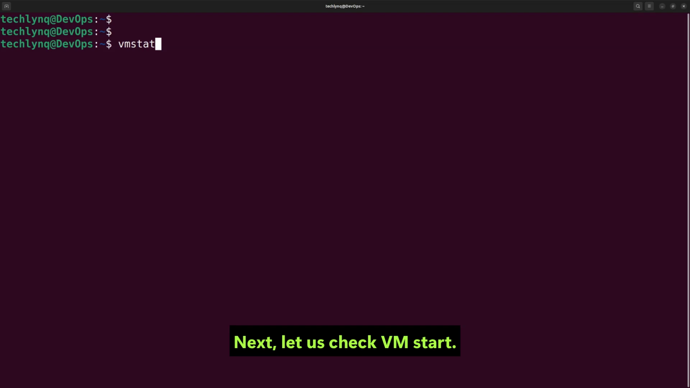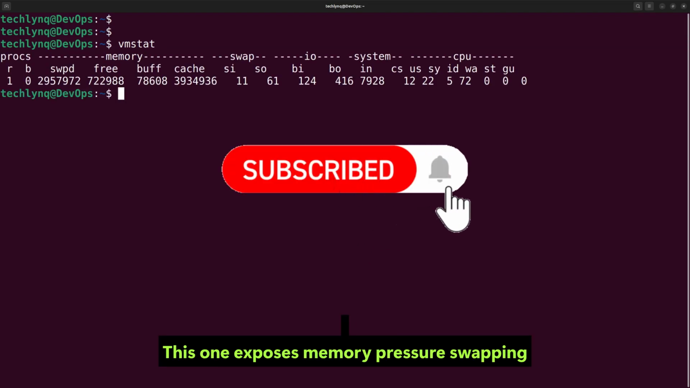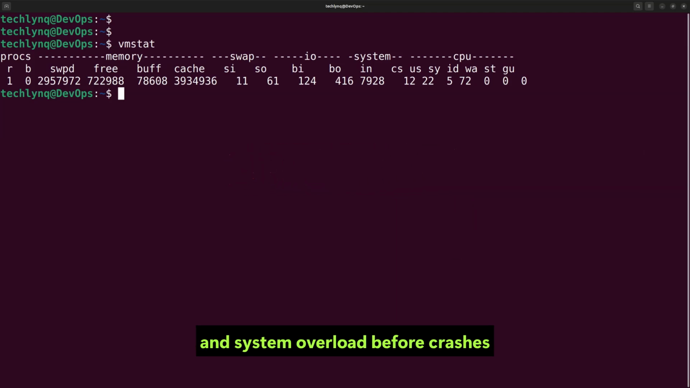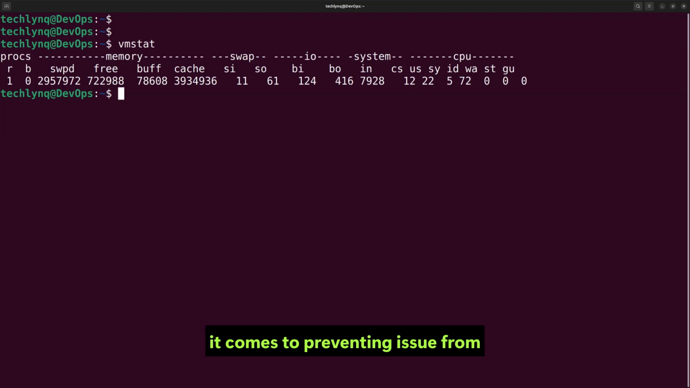Next, let us check vmstat. This one exposes memory pressure, swapping, and system overload before crashes happen, which means that this is very useful when it comes to preventing issues from occurring in the first place.